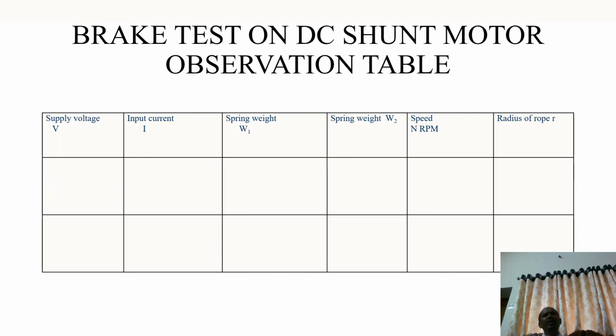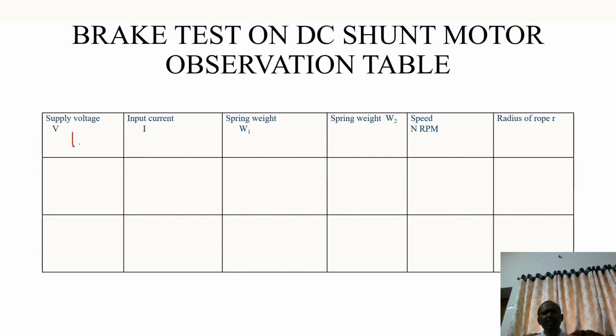When you are conducting the load brake test on a DC shunt motor, there is an observation table. You can note here the supply voltage, input current, spring weight W1, spring weight W2, speed in RPM, and radius of the rope. All these values you can note first of all.